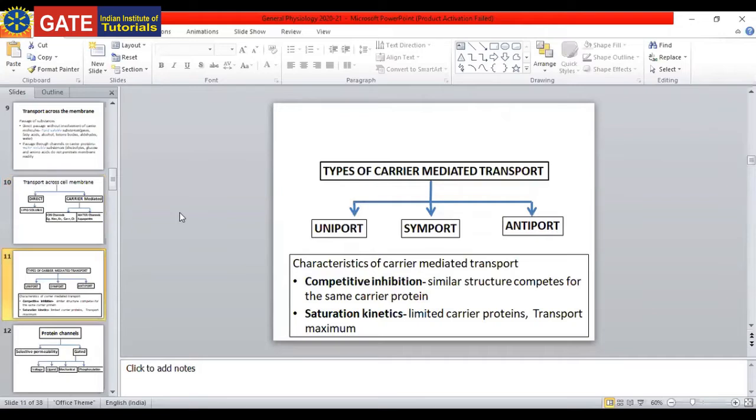Now, what's the difference between uniport, symport, and antiport? Uni is single, so it is unidirectional. Symport and antiport have two binding sites. When it is symport, that means it is in the same direction. Then what is antiport?